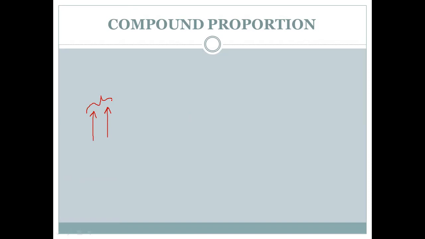Next, we have inverse proportion. What is meant by inverse proportion? It means if we have two quantities, if we are increasing one quantity, then the other one is decreasing. All right. So this is quite simple. And next we have compound proportion.